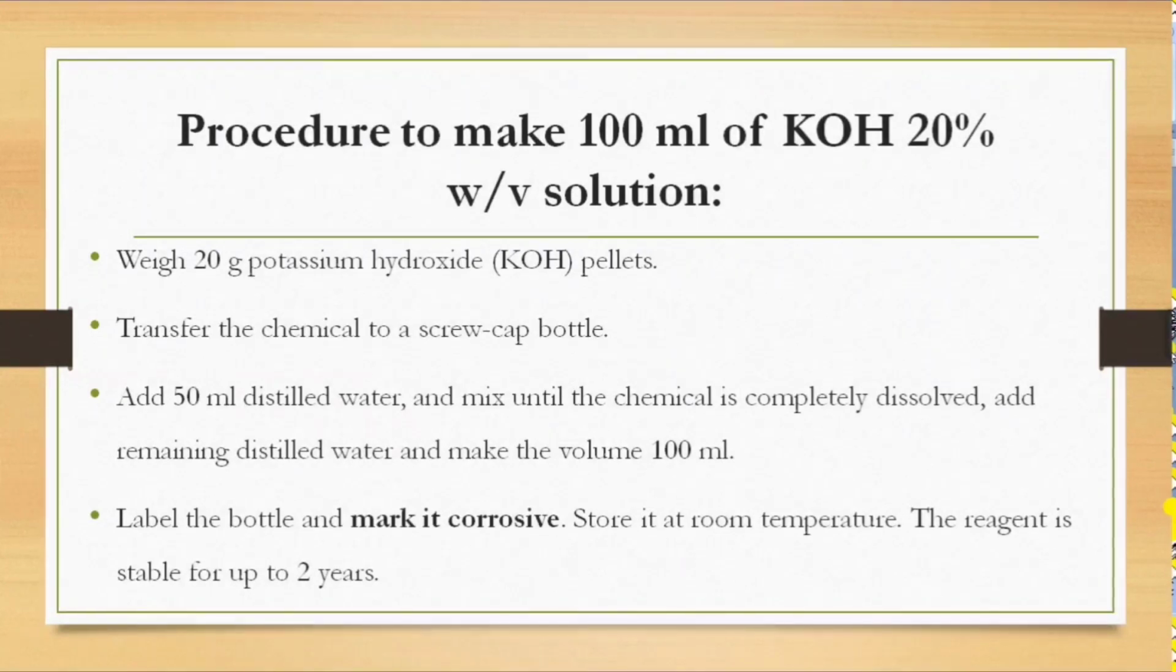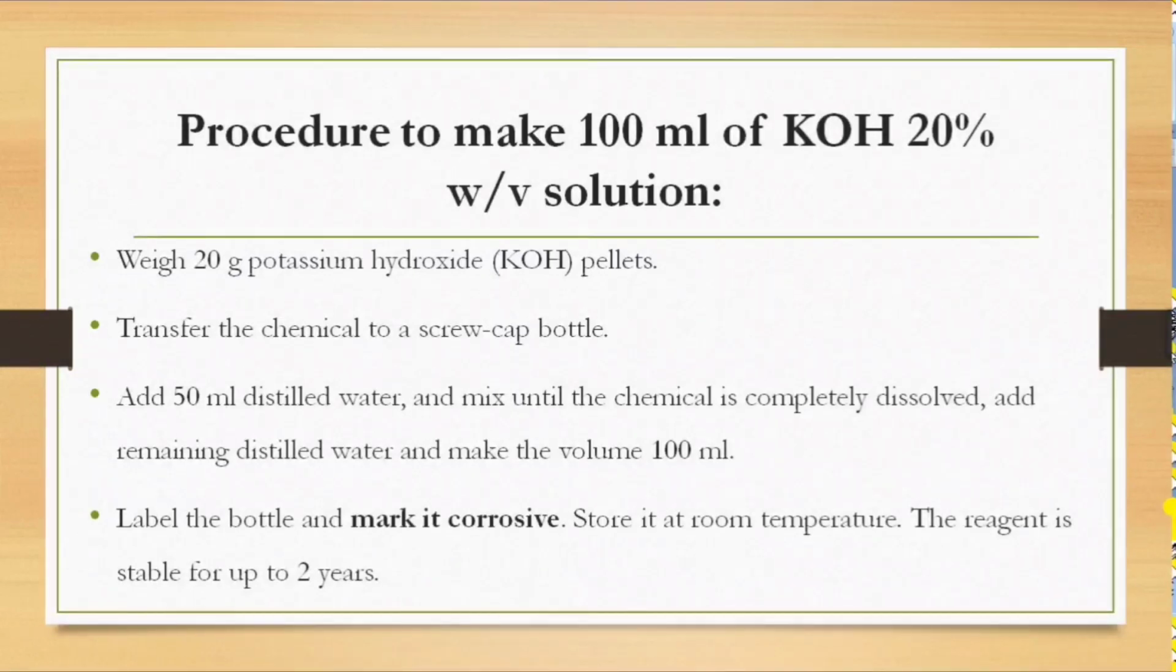So we'll discuss the procedure to make 100 ml of KOH, that is a 20% weight by volume solution. To make that, you need KOH pellets, distilled water, a weighing machine to weigh the chemical, and a screw cap bottle to store the chemical. First, you have to weigh 20 gram of potassium hydroxide pellets in a weighing balance and transfer the chemical to a screw cap bottle.